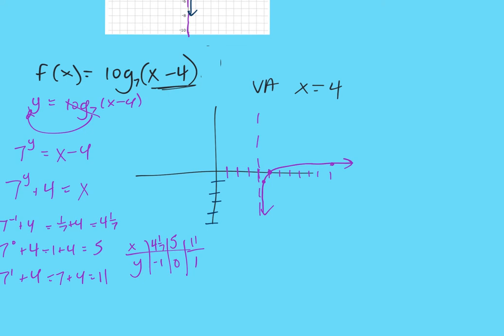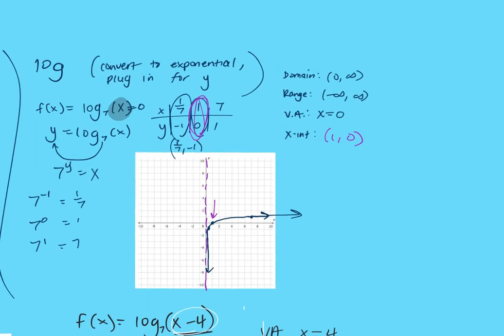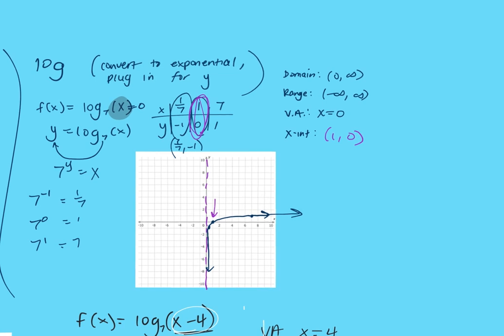So my domain shifted to the right because the vertical asymptote shifted to the right. So my domain is from 4 to positive infinity. My range is still all real numbers, negative infinity to positive infinity. And my x-intercept, again, either from the graph or the middle point on my t-chart, 5, 0. Domain on that first one is 0 to positive infinity.